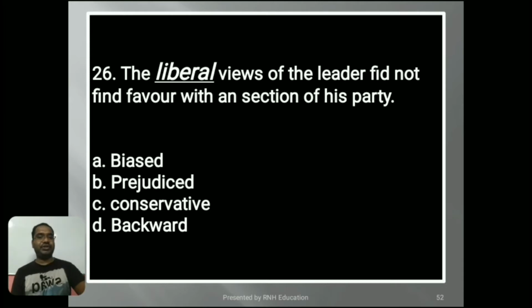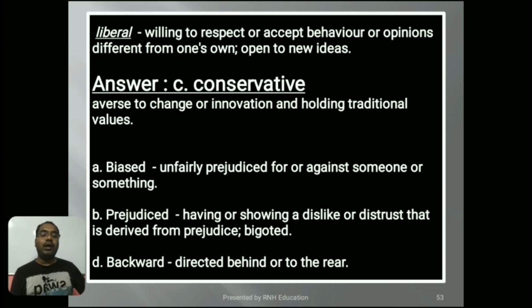Now check the answer section. At first, take the word liberal. What does it mean? Liberal means willing to respect or accept behavior or opinions different from one's own, open to new ideas. So the answer should be conservative. Conservative means averse to change or innovation and holding traditional values.